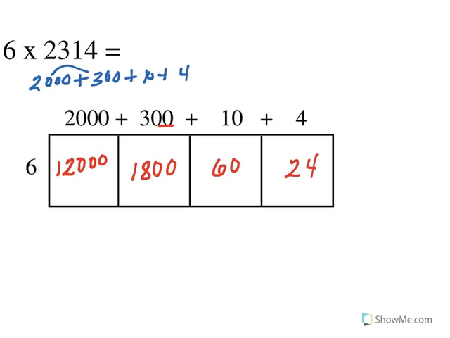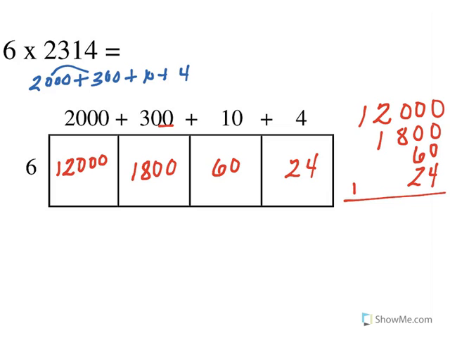Now, I need to add up each one of my partial products. I'm going to do this on the side, and I'm going to be very careful to make sure that I line up each one of my numbers according to place value so that I don't make any mistakes when I'm adding. This can be important later when you're working with larger digits.